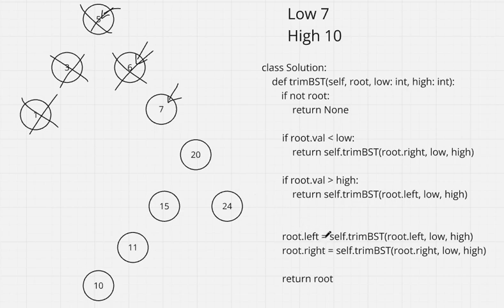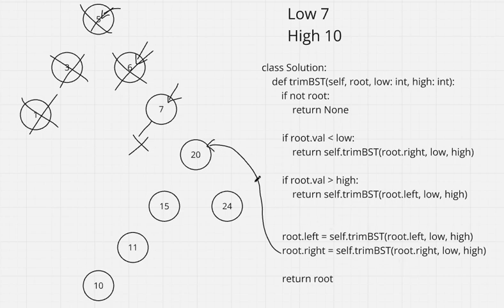So it's root dot left equals self dot trim root dot left, but here it has none, so eventually it will go into here and return none. So this will be none. And root dot right will call self dot trim on itself again. So this is the root dot right, and it will start trimming again.